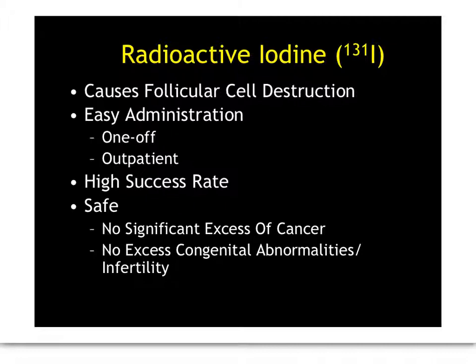Radioactive iodine works by causing direct follicular cell destruction. It comes usually in the form of a capsule or as a liquid, and it's given to the patient as an outpatient. We know it's pretty safe, but being a treatment that's based upon radioactivity, we do worry about excess cases of cancer, and registry studies tell us that this hasn't been seen as a signal that would worry us clinically in long-term follow-up of thousands of patients who've used radioactive iodine to treat benign thyroid disease.